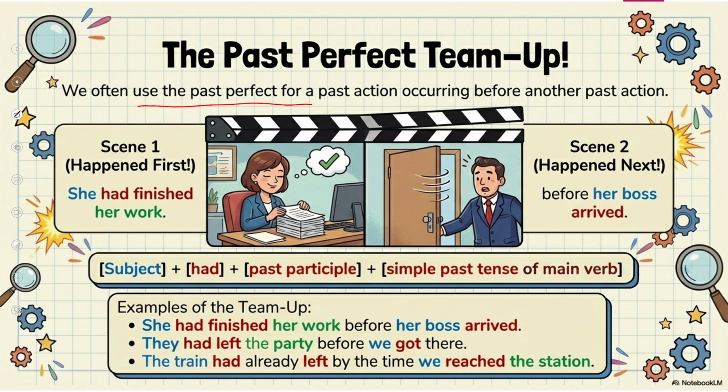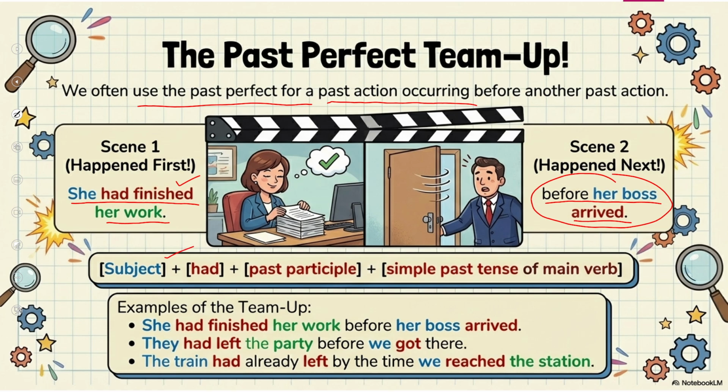We often use the past perfect for a past action occurring before another action. She had finished her work. Here we have simple past tense before her boss arrived. Sorry, she had finished her work. It's a past perfect and it happened before another action, which is her boss arrived.